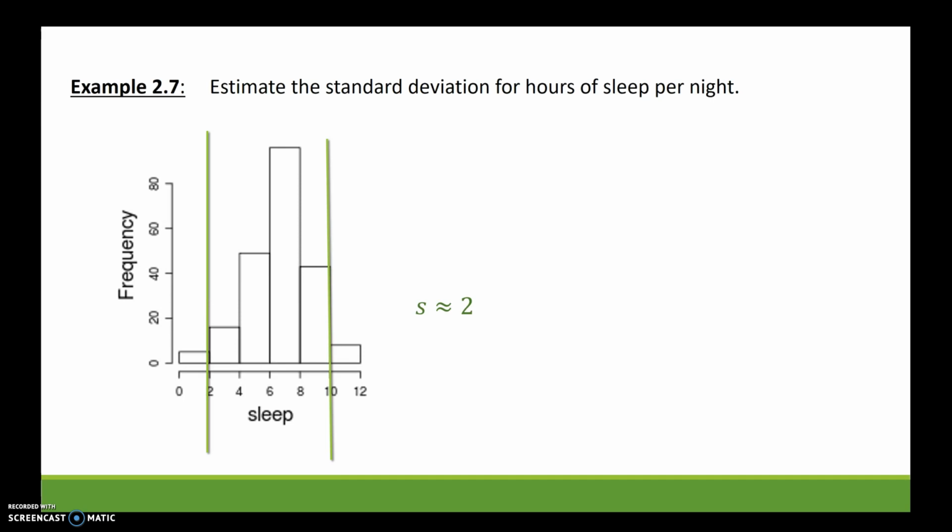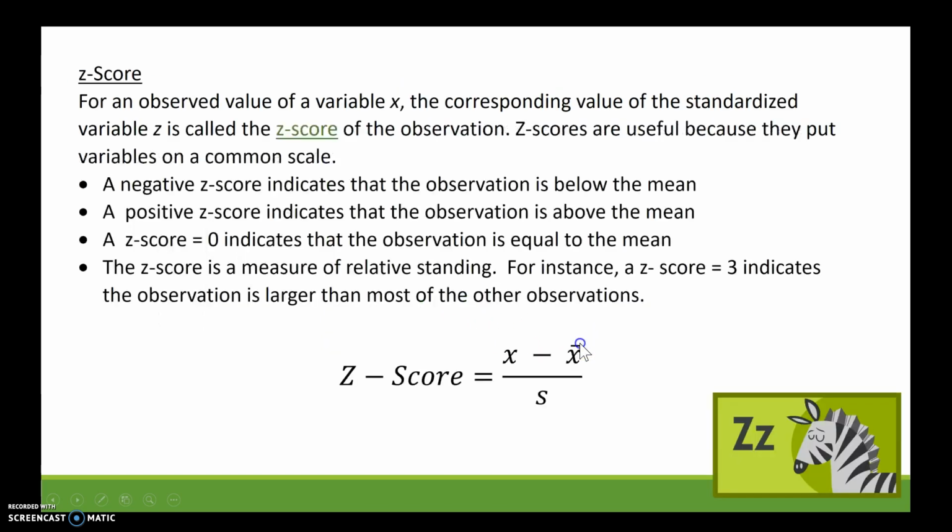Now the last thing we're going to look at in this video is what is called a z-score. A z-score gives us a way to put variables on a common scale. And so what it does is it takes whatever you're interested in learning about, it centers it at the corresponding mean and divides by the standard deviation.